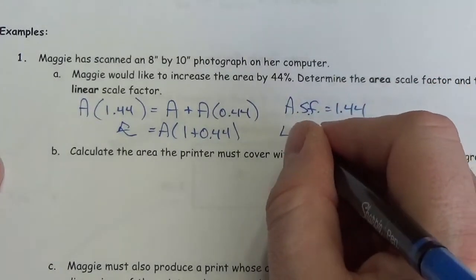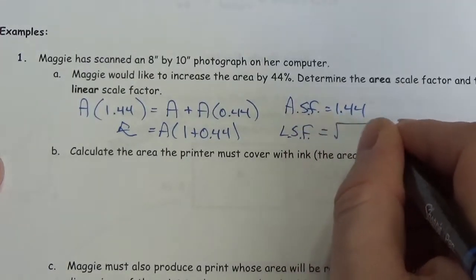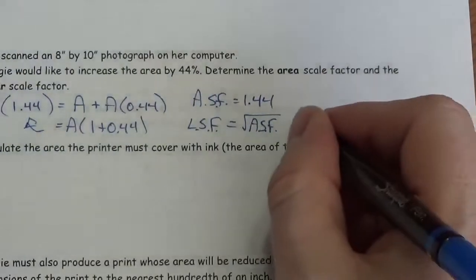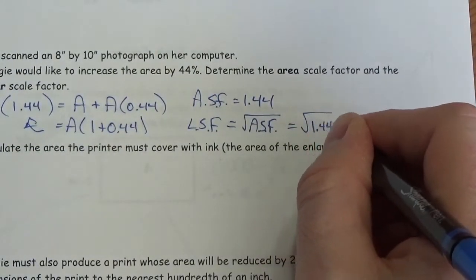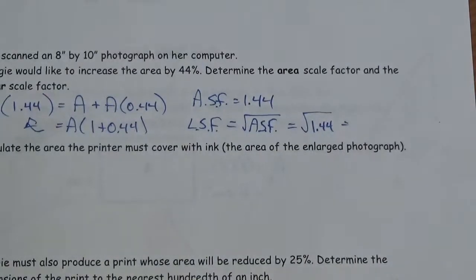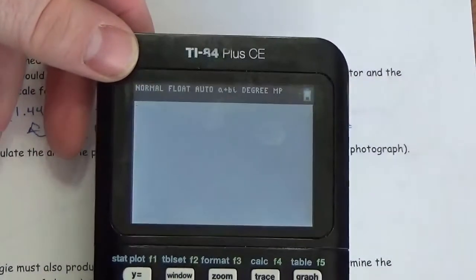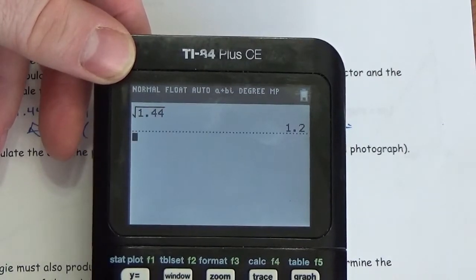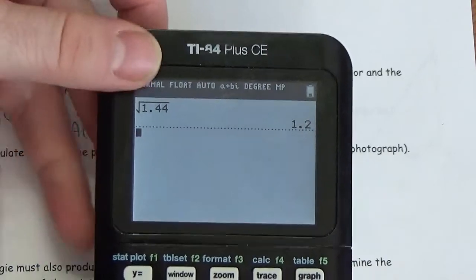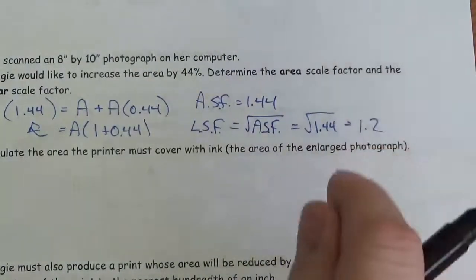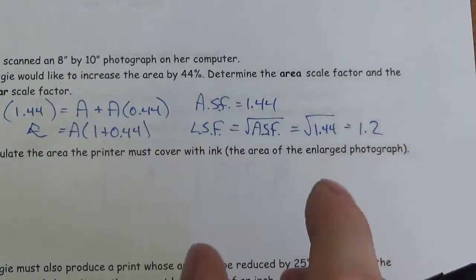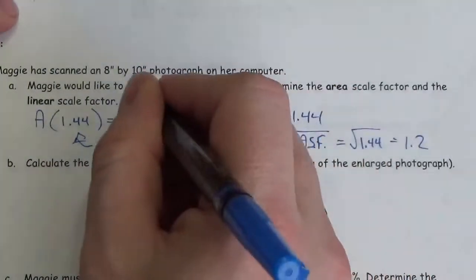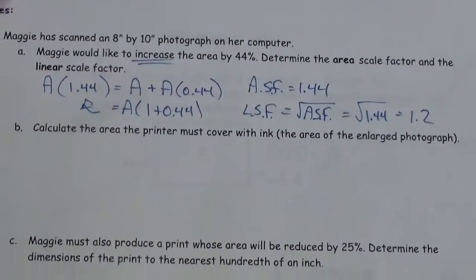So now if we want the linear scale factor, that's going to be the square root of the area scale factor. That's the relationship that we've established. So that is going to be the square root of 1.44. On my calculator, we take the square root of 1.44, and we get a linear scale factor of 1.2. Now, notice that that is slightly bigger than 1, which means that this is an enlargement, which confirms what the question has stated here. We're increasing the area by 44%.